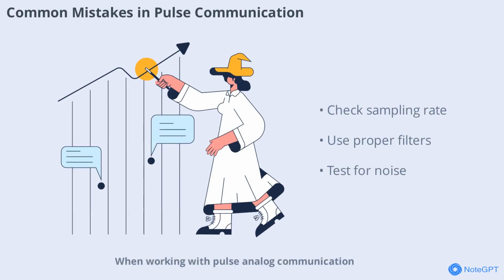In working with pulse analog communication, common mistakes include choosing an incorrect sampling rate, neglecting anti-aliasing filters, and underestimating the impact of noise. Avoiding these pitfalls is essential for building reliable systems. Always verify your design choices with simulations and practical tests to ensure optimal performance.